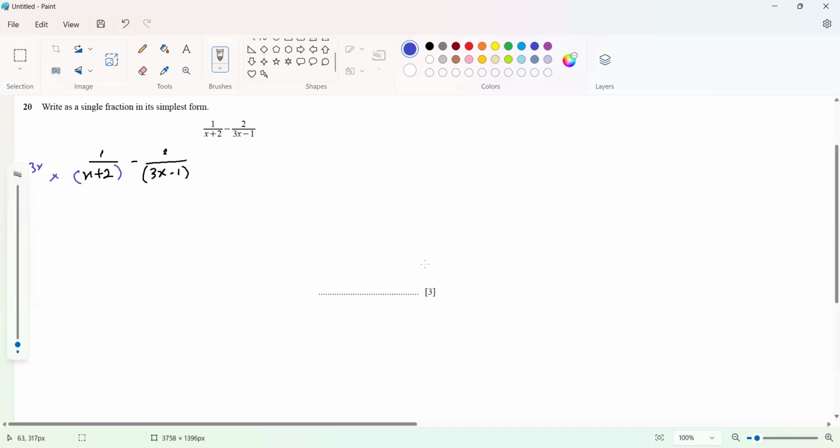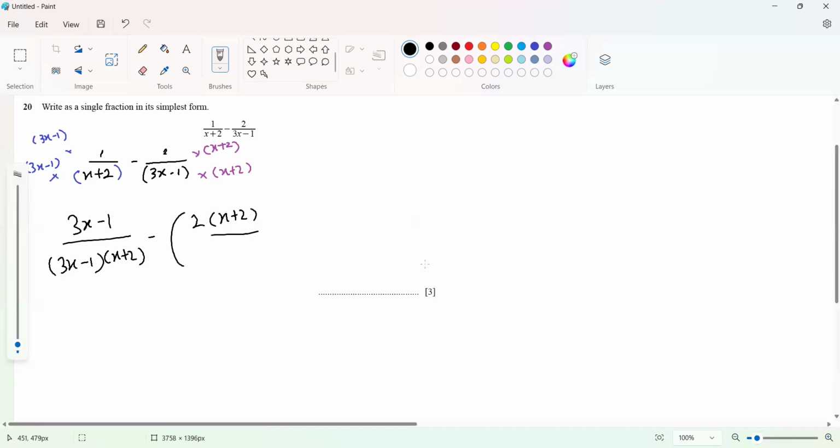So we're going to multiply this side by 3x minus 1 on both the numerator and the denominator, whereas we're going to multiply by x plus 2 on both the numerator and denominator on the other side. So from here, what we'll get is 3x minus 1 over (3x minus 1)(x plus 2) minus, and I put a bracket here, even though they don't write a bracket, because I know the symbol is going to change. So 2x, I should have multiplied, so this would be 2x plus 4, whole thing divided by (3x minus 1)(x plus 2).